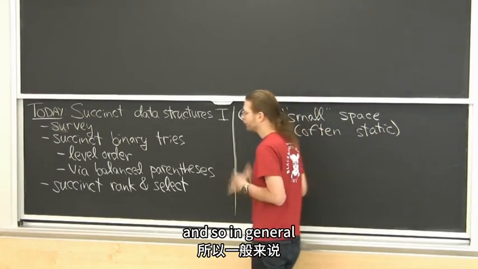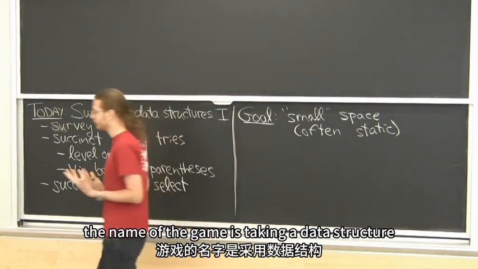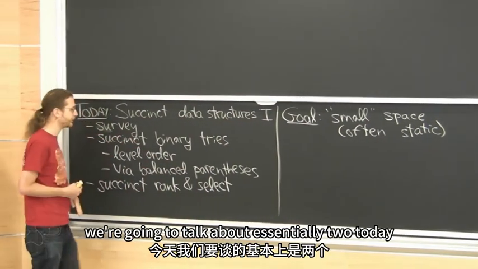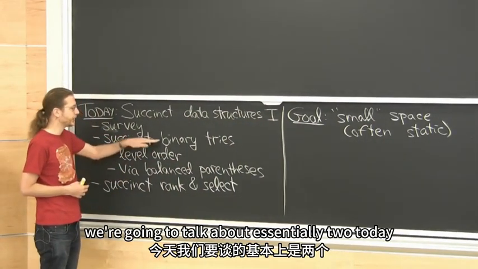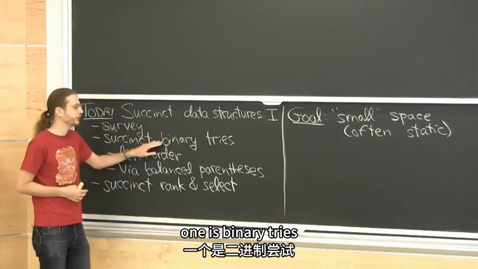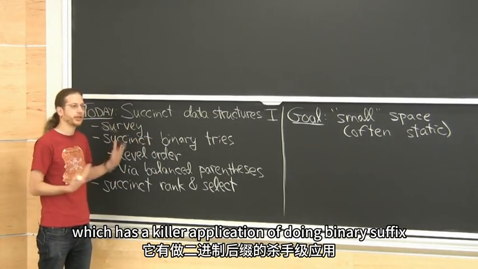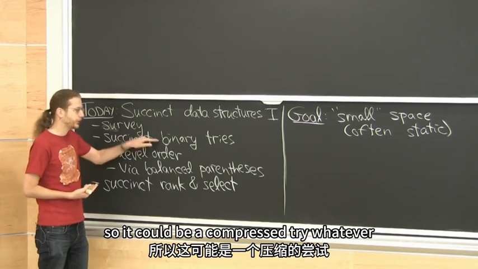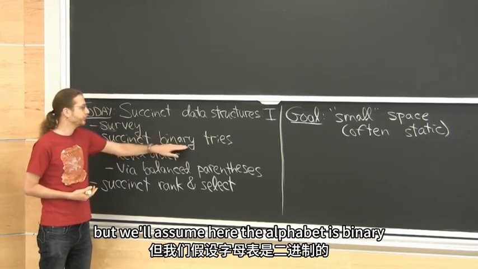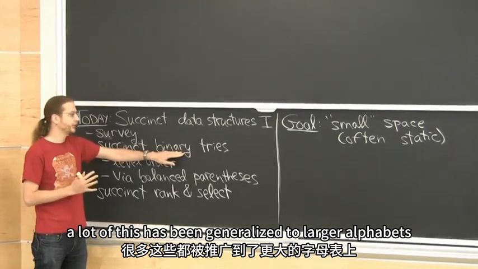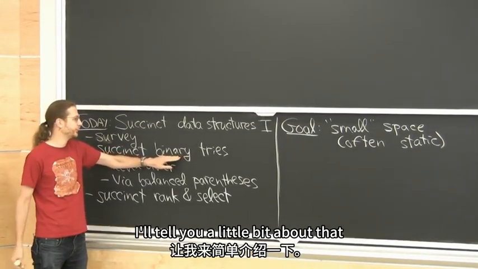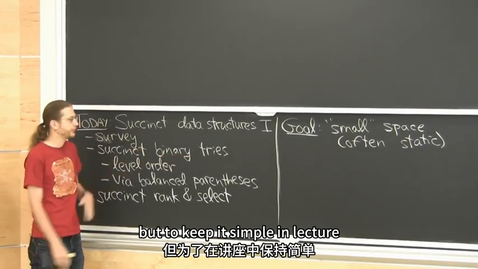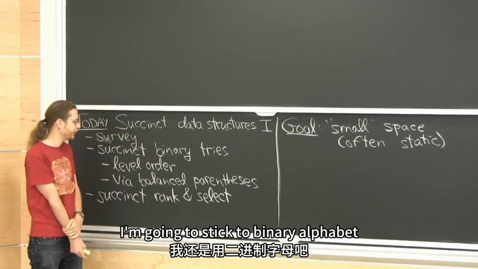And so, in general, the name of the game is taking a data structure that you're familiar with. We're going to talk about essentially 2 today. One is binary tries, which has a killer application of doing binary suffix trees in particular. So it could be a compressed try, whatever. But we'll assume here the alphabet is binary. A lot of this has been generalized to larger alphabets. I'll tell you a little bit about that. But to keep it simple in lecture, I'm going to stick to binary alphabet.